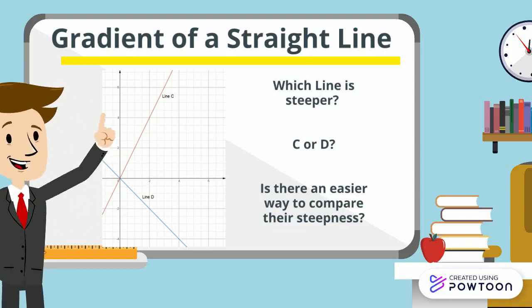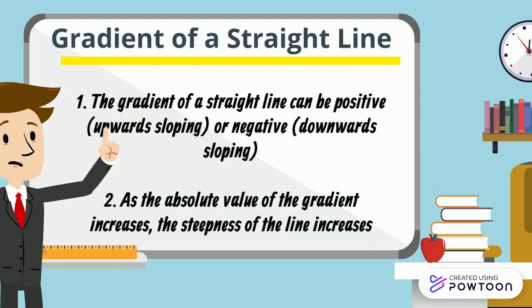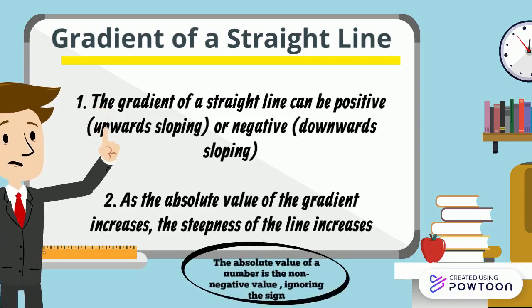So what does the gradient of a straight line tell us? Firstly, the gradient can either be positive for upward sloping straight lines or negative for downward sloping straight lines. Secondly, as the absolute value of the gradient increases, the steepness of the line also increases.